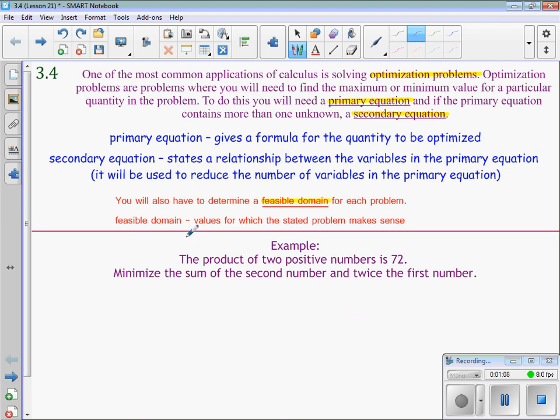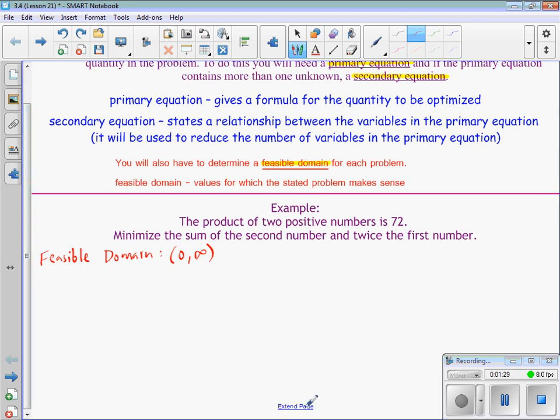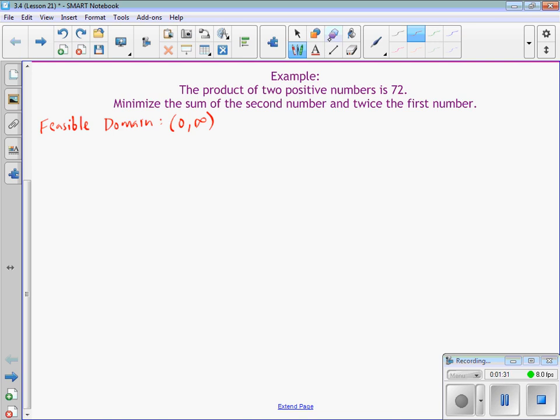So let's start here with our feasible domain. So our feasible domain, we'll say, is from 0 to infinity, and 0 doesn't make sense because it says positive numbers. And then let's start writing equations for what they're giving me. So they say the product of two positive numbers. So let's call x my first number, and y will be my second number.